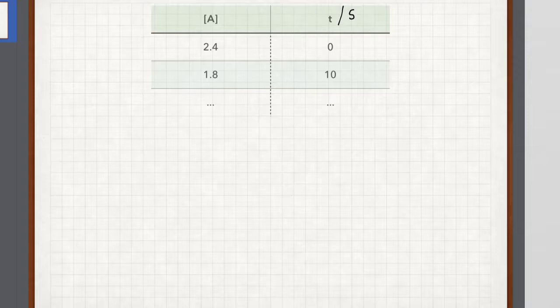For my concentration, we would have divide by mole per dm cubed. Now, why do we format it in this particular manner? Essentially, it's because I have my time divided by seconds is equal to, for example, 10, or my time, t, is equal to 10 seconds.